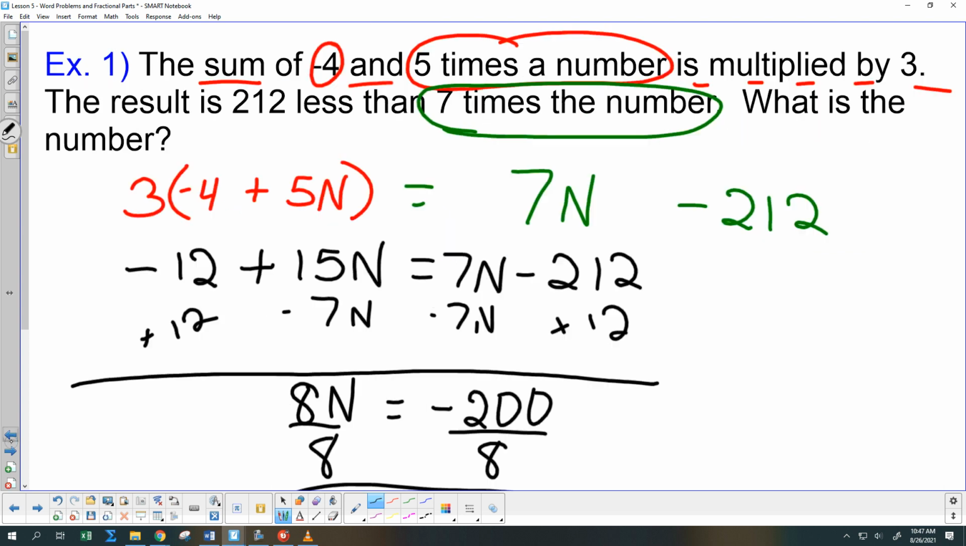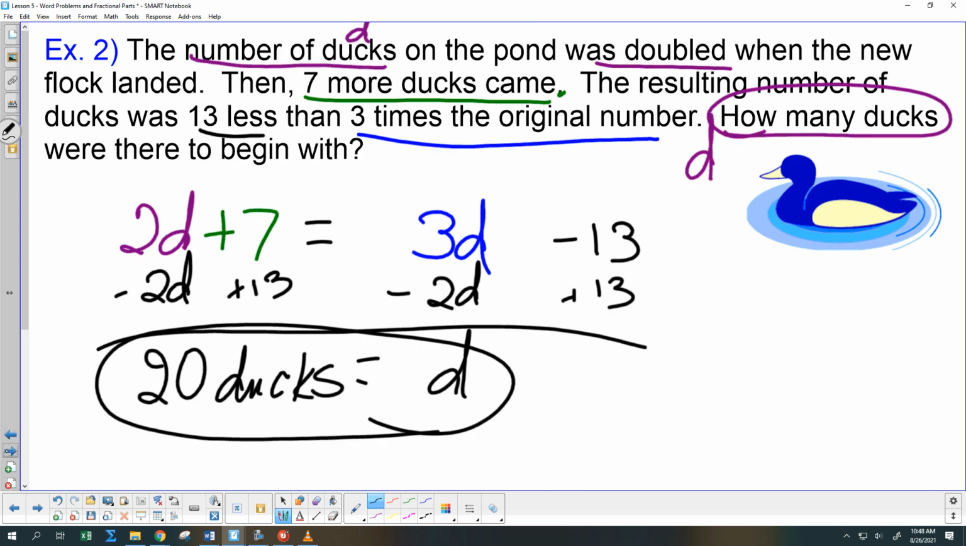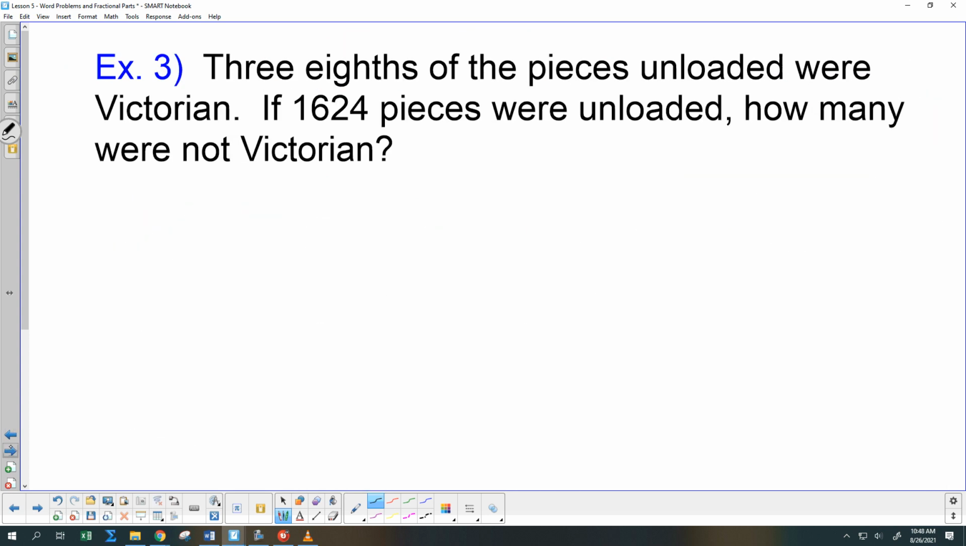Okay, another one. Oops, hit the wrong arrow. Okay, this is where we get into fractions, and this starts getting kind of confusing here. There are going to be a couple of ways that we could set this up, and I want you to decide which one you think is easiest.